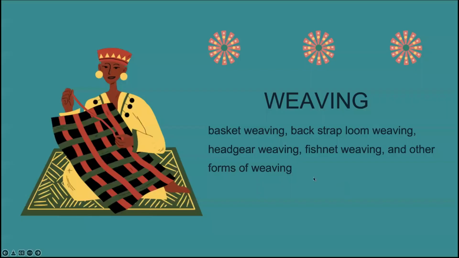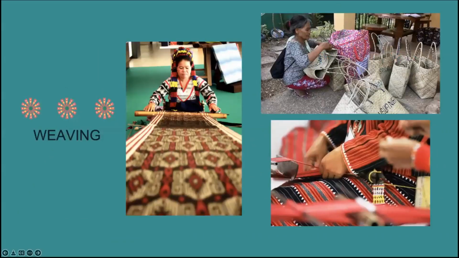So to proceed, there's another one. This one is kind of familiar to us, the weaving. We see art in weaving. Basket weaving, backstrap loom weaving, headgear weaving, fishnet weaving, and other forms of weaving. In fact, in the next slide, we see more examples here, in other provinces. We see this in provinces.